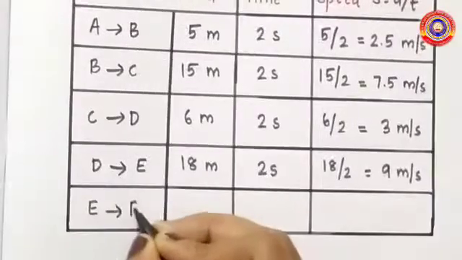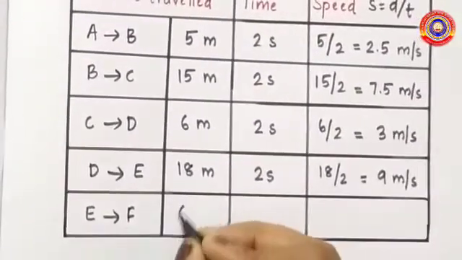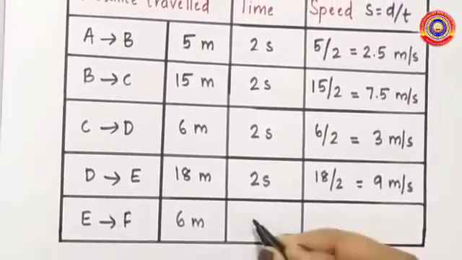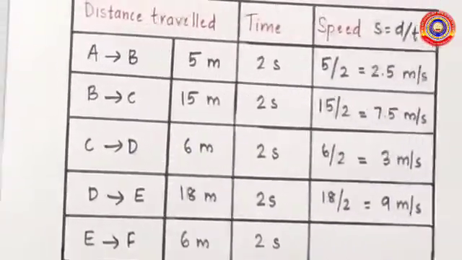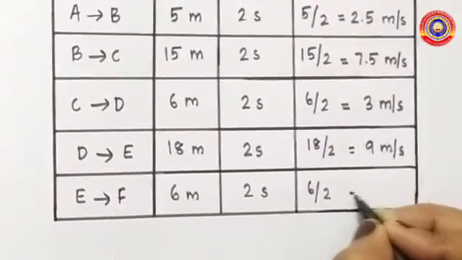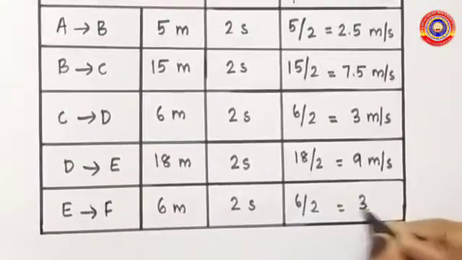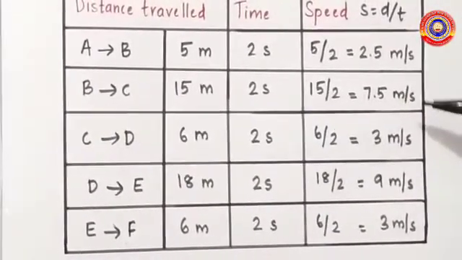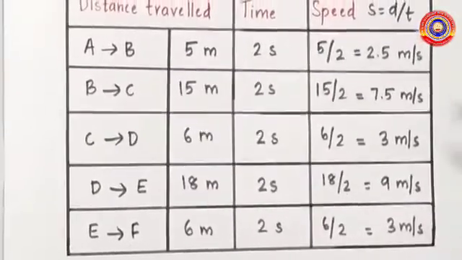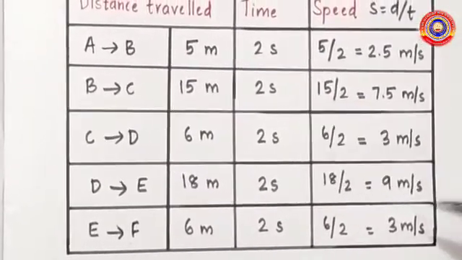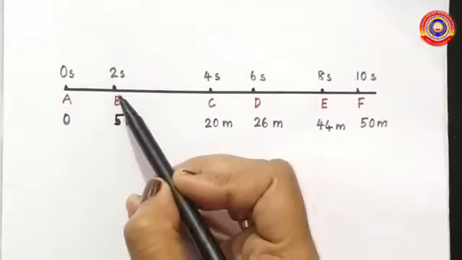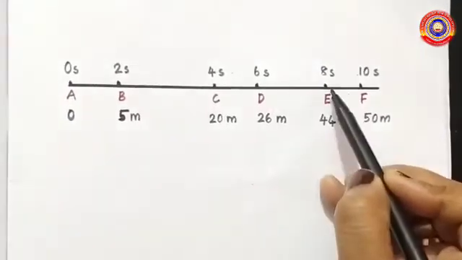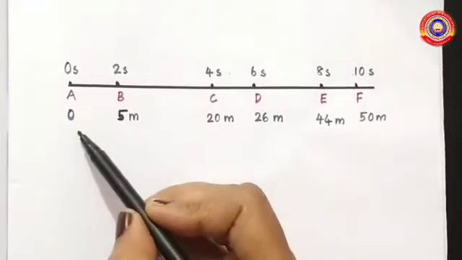And finally, E to F. The distance is 6 meters and the time taken is 2 seconds. So, speed equals 6 divided by 2, that is 3 meter per second. So, the distances travelled by the car in equal intervals of time are not the same. That is, speed is not uniform. So, it is called non-uniform speed.